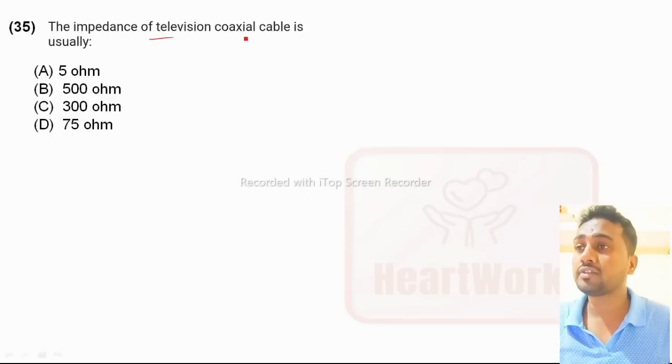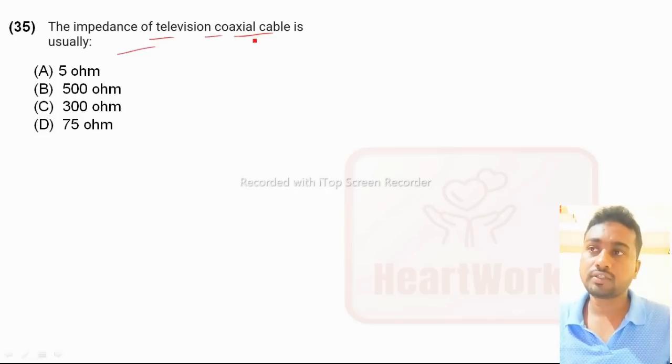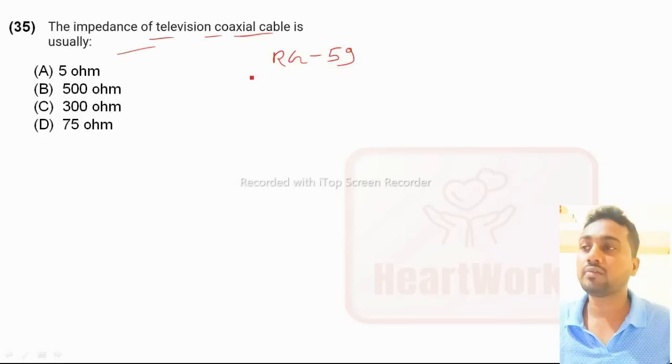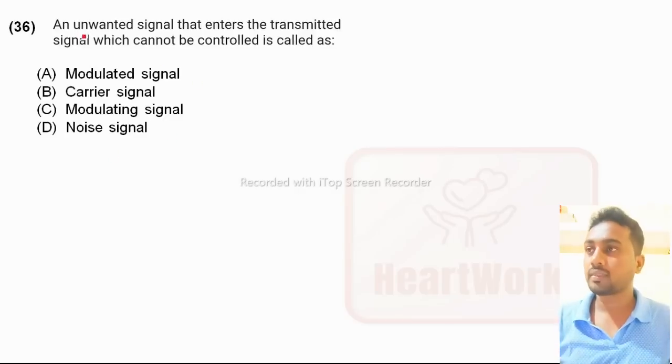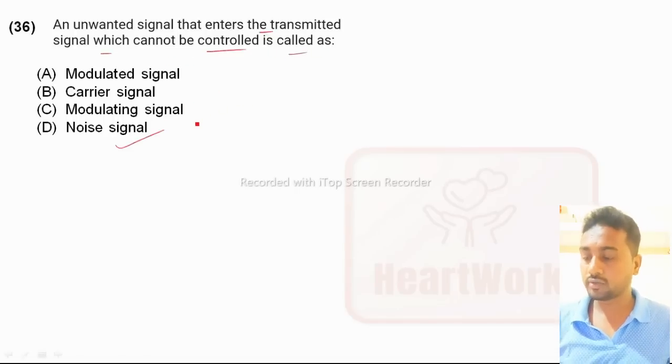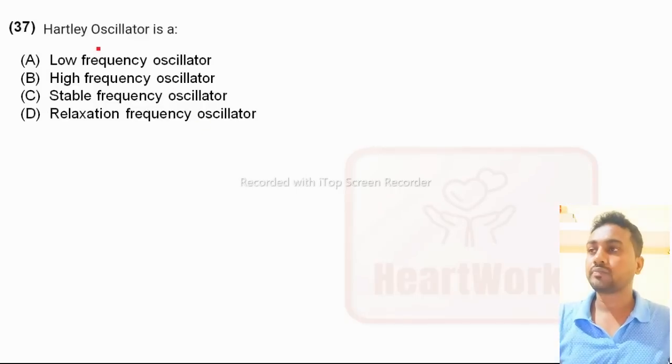The impedance of television coaxial cable is. What kind of cable is used in television? It is RG59 cable. The name is RG59 cable and the impedance is 75 ohm. An unwanted signal that enters the transmitted signal which cannot be controlled is called a noise signal. Unwanted signal is noise signal.